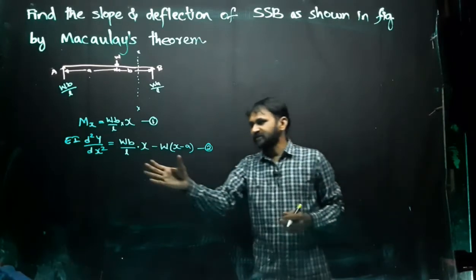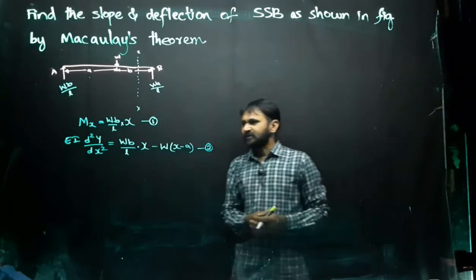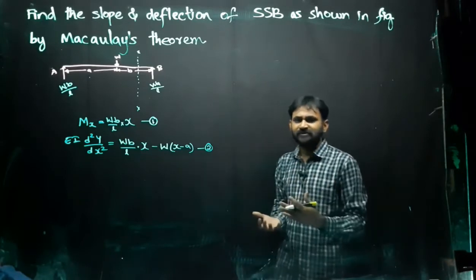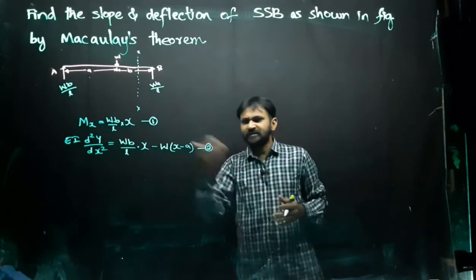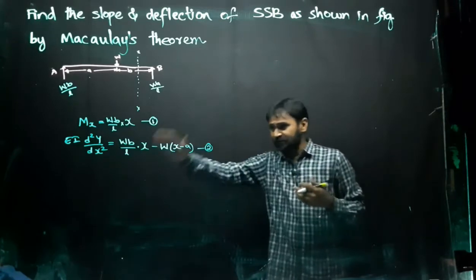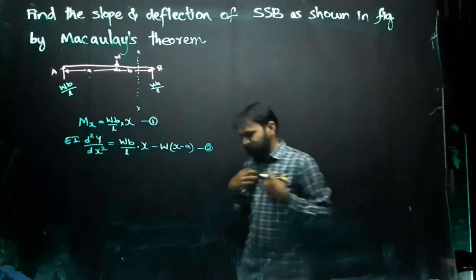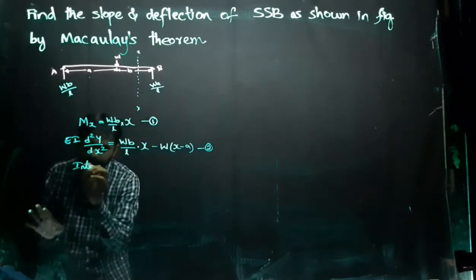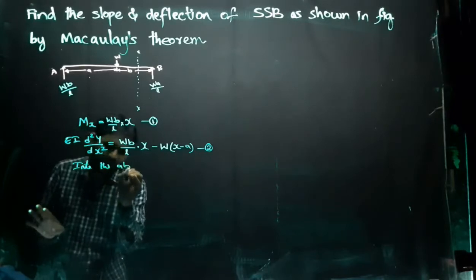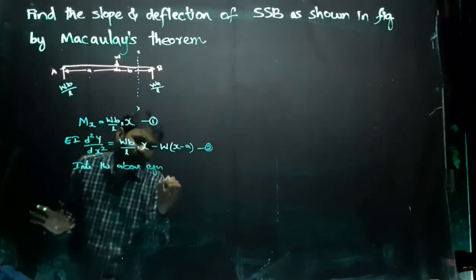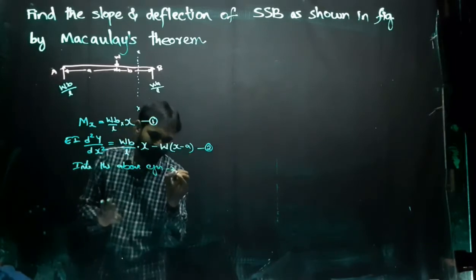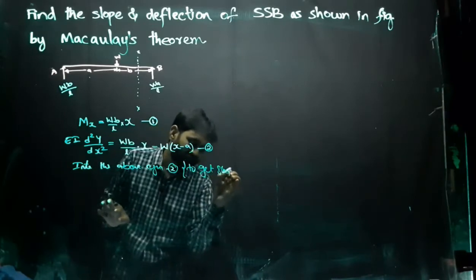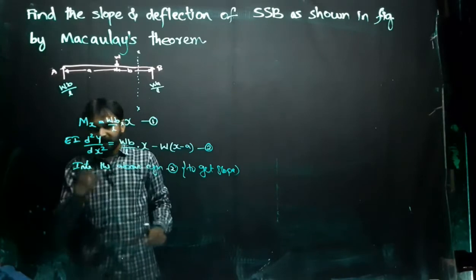Now I have to solve this equation, so I have to integrate it. Generally I want to find out the slope and deflections. So how to get the slope? If I integrate this equation, I'll get slope. If I integrate that equation again, I'll get deflection. So let's see my slope equation. I'm integrating the above equation, equation number 2, to get slope.